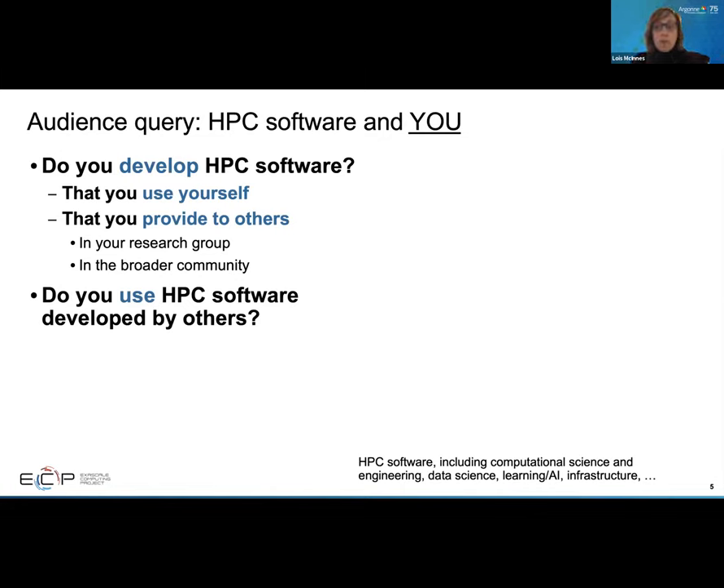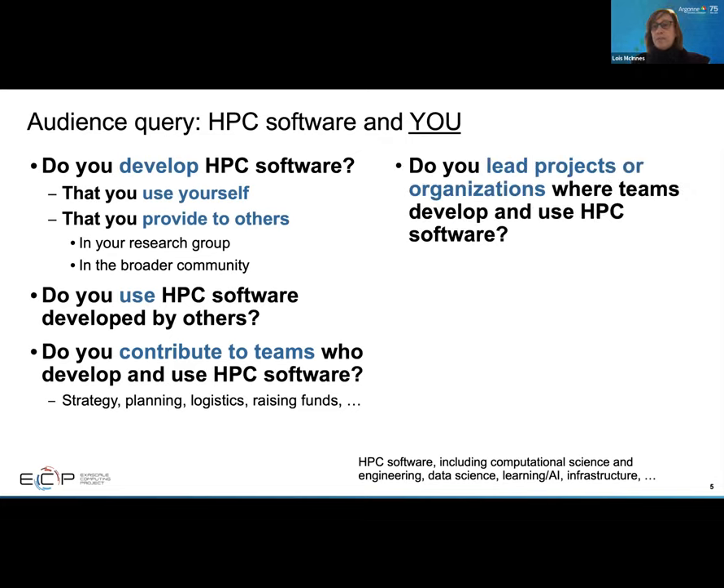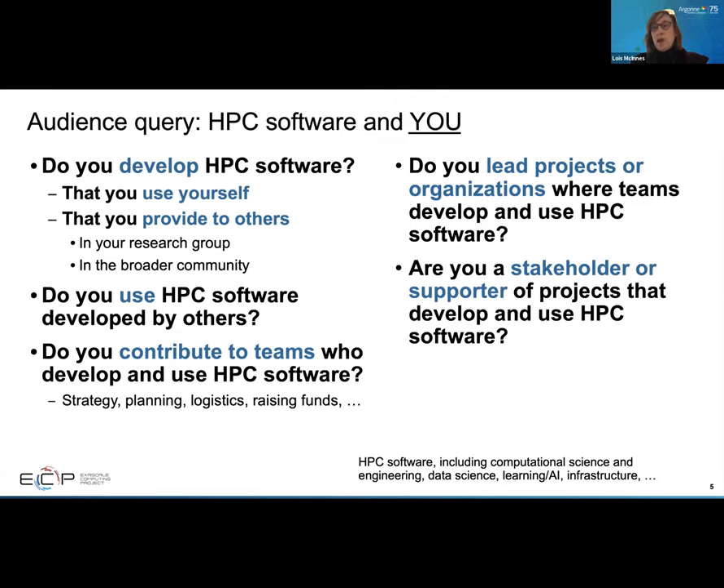Do you use software that other people develop? Do you contribute to teams who develop and use software, perhaps through helping with strategy, logistics, planning, fundraising? Do you lead projects or organizations where teams develop and use software? Are you a stakeholder or a supporter of projects that develop and use software?